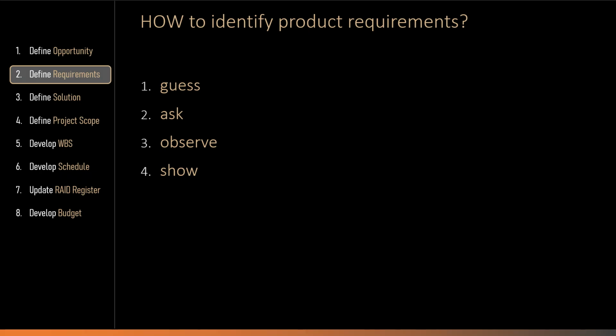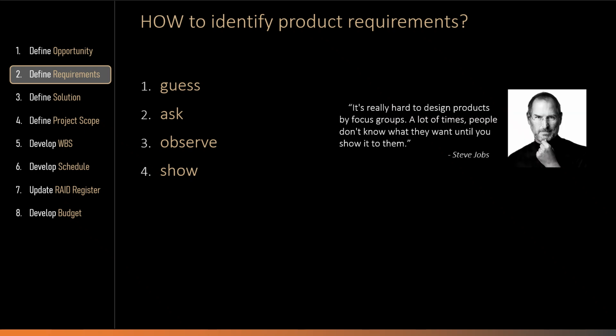The second way is asking stakeholders directly. This is clearly better because we involve the people who actually have the need or expectation. But even this approach has limits. Stakeholders may not always know exactly what they need or want. This is why Steve Jobs' quote is useful to remember: "A lot of times people don't know what they want until you show it to them."